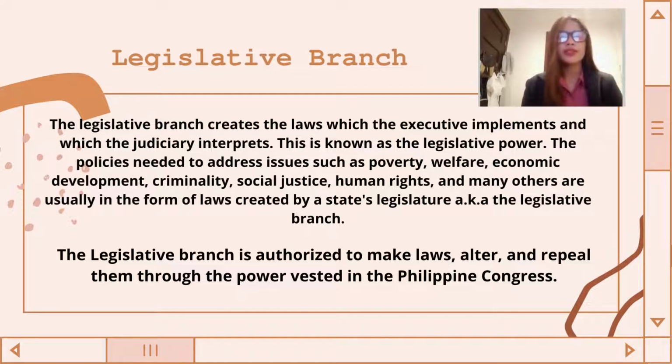The policies needed to address issues such as poverty, welfare, economic development, criminality, social justice, human rights, and many others are usually in the form of laws created by the state's legislature, also known as the legislative branch. The legislative branch is authorized to make laws, alter and repeal them through the power vested in the Philippine Congress. Now, what is the Philippine Congress?